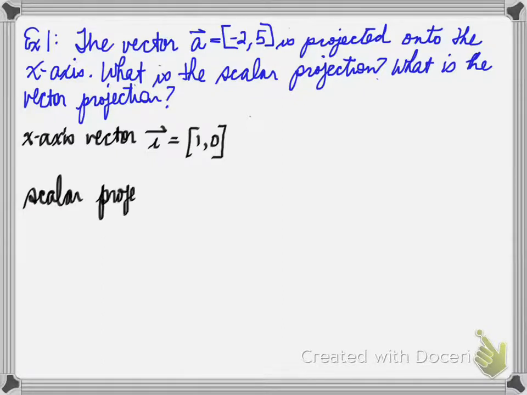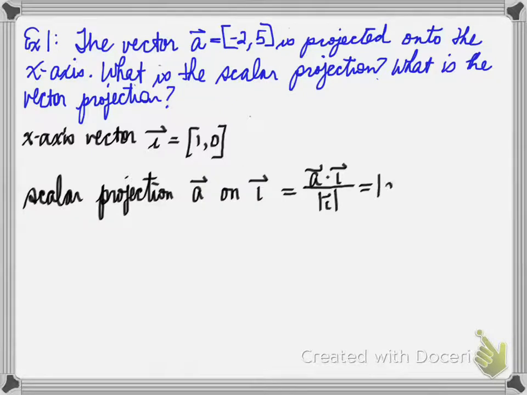The scalar projection of A on I is equal to A dot I over the magnitude of I, which is equal to magnitude of A cos theta. We don't need the cos theta this time. All we need is the dot product over the magnitude of I. We find out that that value is negative 2.